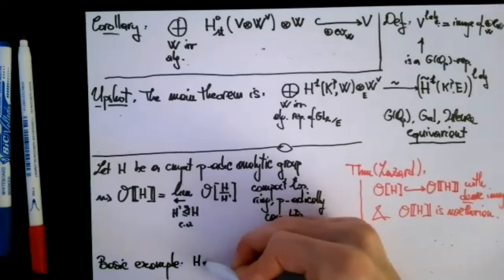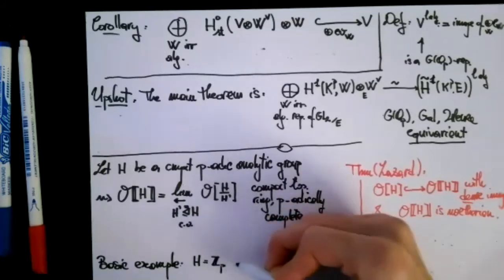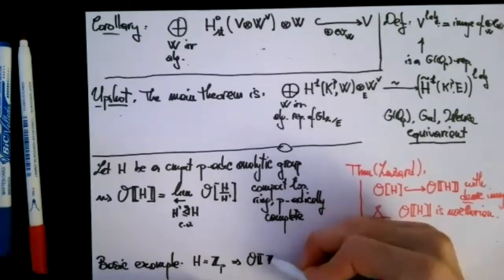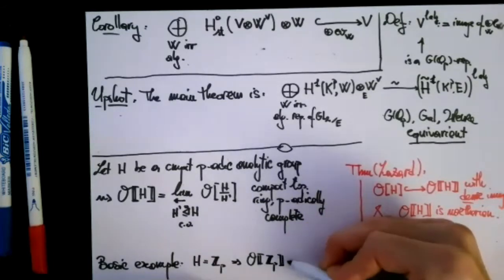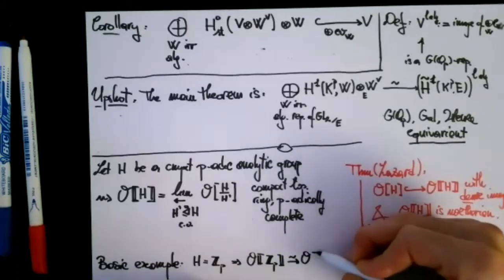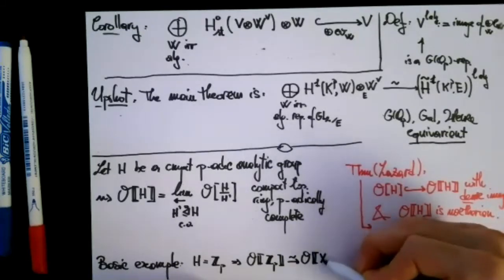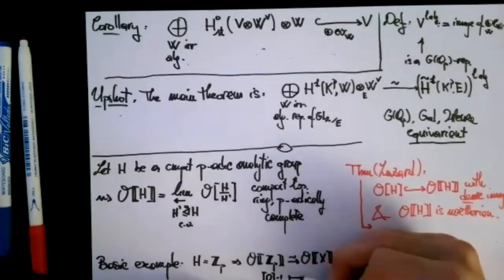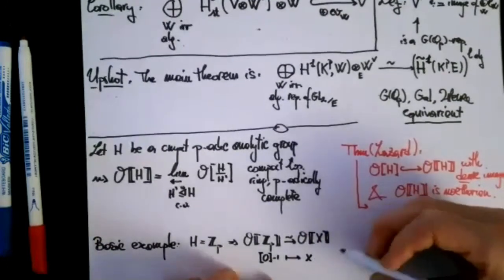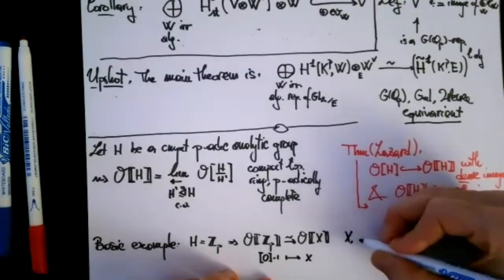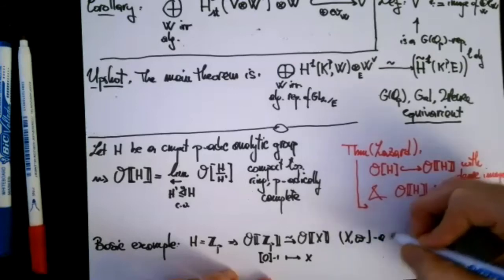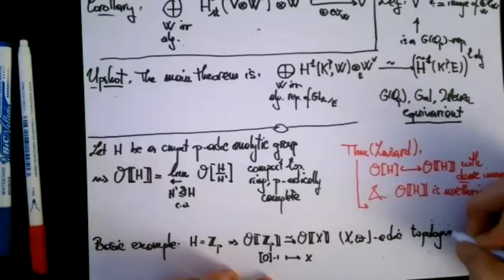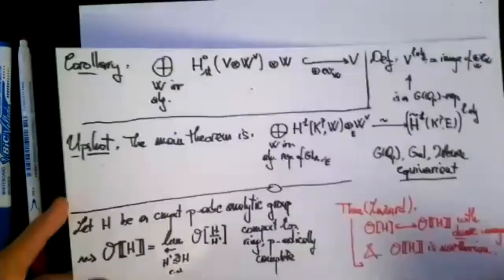Then if H is just Z_p, O double bracket Z_p is isomorphic to O_X, sending the class of 0, -1 to X, sorry, to 1. And this is with the X-adic, pi-adic topology. Okay.